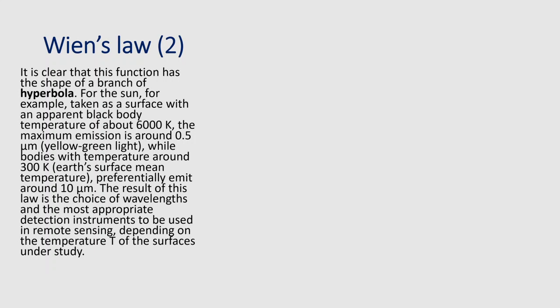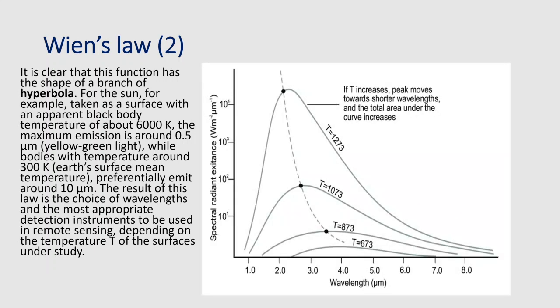So, let's go to the second slide of the Wien laws. It's clear that this function, as you can see here, has the shape of a branch of hyperbola. You see here we have again the same diagram, again the x-axis wavelengths, here ranging from around the visible to the far infrared, so the beginning of the thermal infrared. Here you have the spectral radiant excitance, and here you have parametric curves that are the same body placed at different temperature.